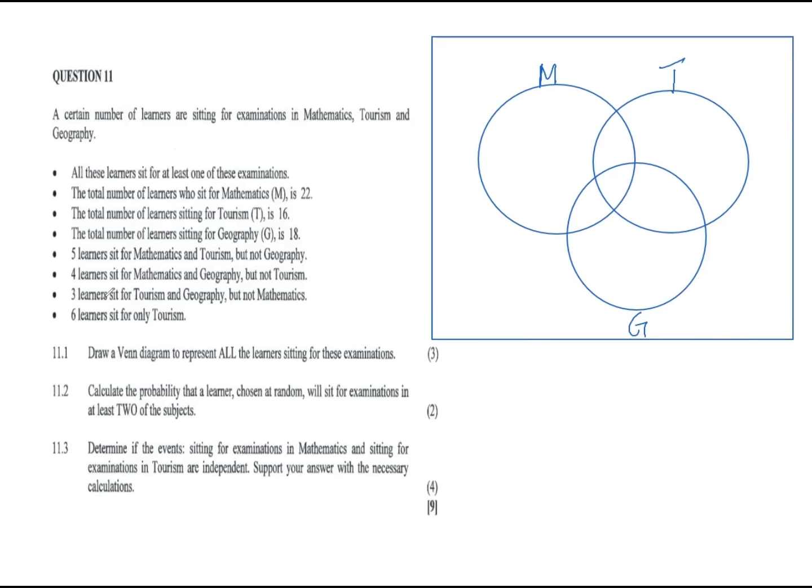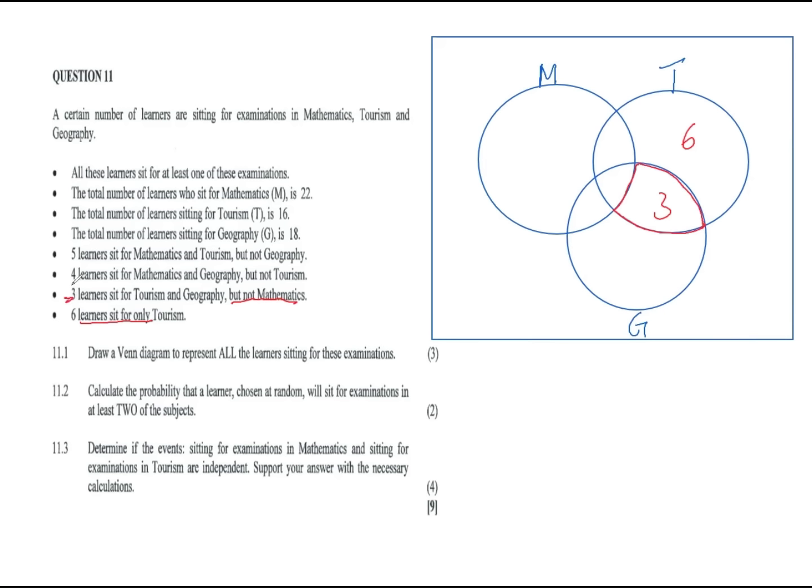Then 6 learners sit for only tourism. So let's start down here. 6 learners sit for only tourism. So tourism only is 6. 3 learners sit for tourism and geography, but not mathematics. So tourism and geography, not mathematics. So that means that 3 has to only occupy the space without the mathematics. So only tourism and geography.